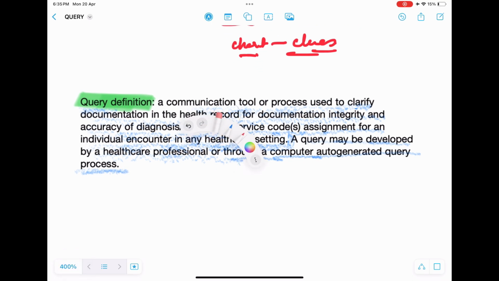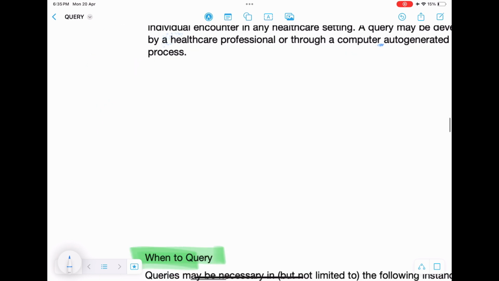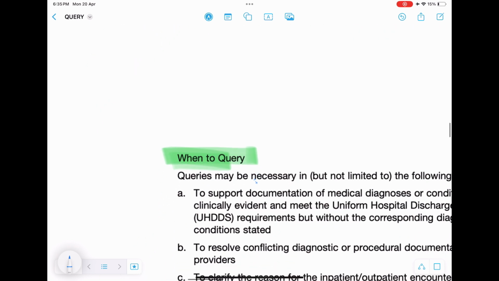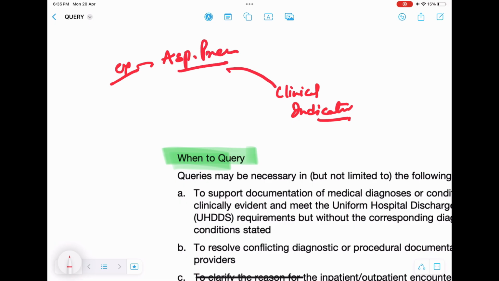Okay, so when should we send a query? We send a query when the chart shows clear clinical clues, that are clinical indicators, but the diagnosis or the condition is not properly documented yet. For example, when something looks obvious from the test and treatment but the doctor has not written it clearly, or when different doctors have written conflicting notes, like in the case of aspiration pneumonia, if we have the clinical indicators and it's only written pneumonia, then that is a point where we raise a query.